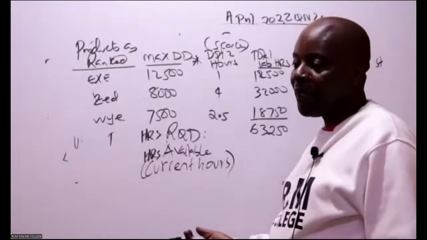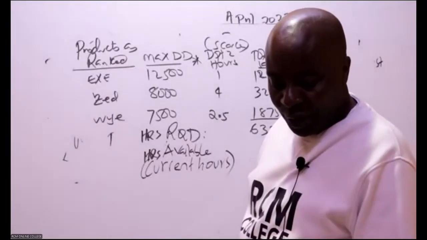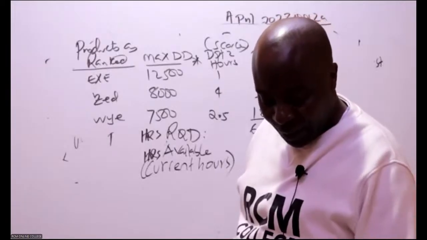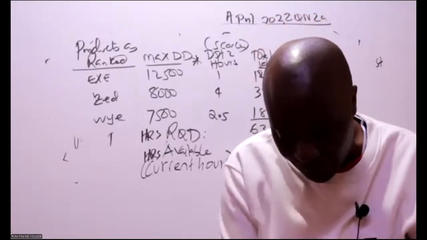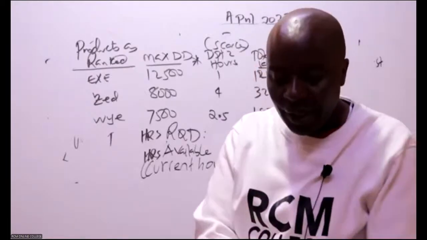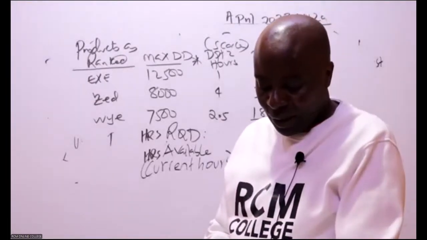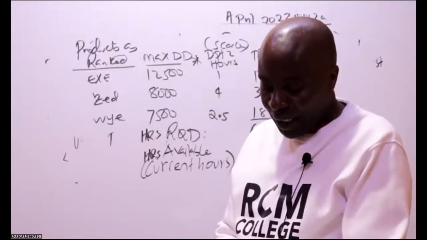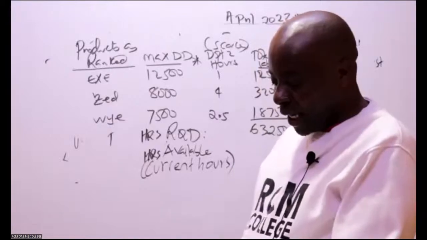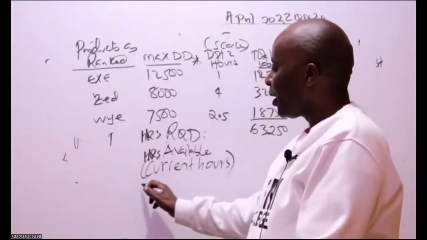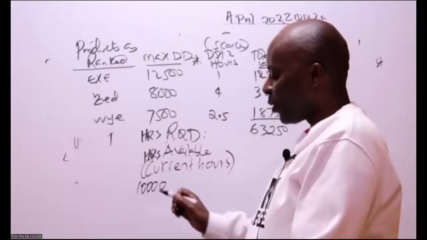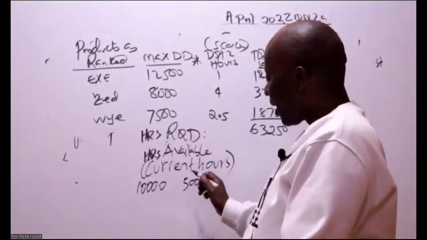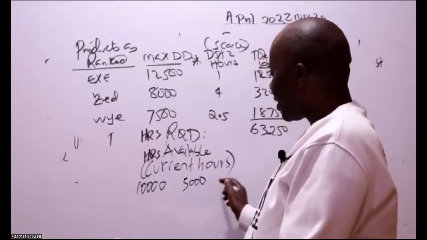So use current output. There is a place where they have given you the current output. There is a place on top of that table, at the very beginning, first paragraph, where they have given you the current production: for X is 10,000, for Y is 5,000, and for Z is 6,000.